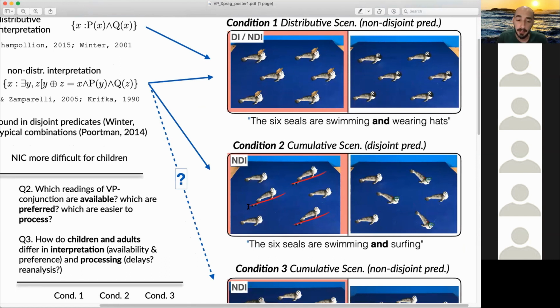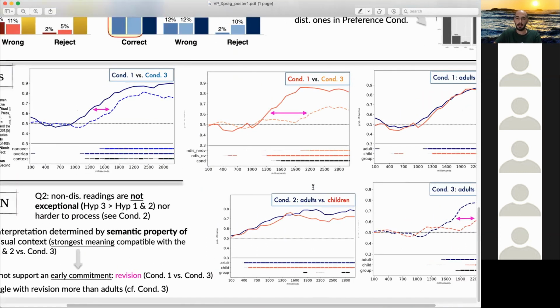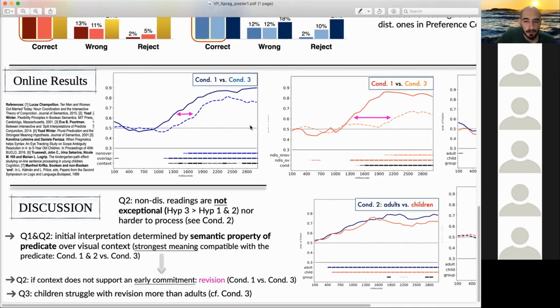And why do we expect the difference? Because if the weaker meaning of conjunction, the non-distributive meaning, requires some sort of revision, some sort of rethinking, then this is expected to be more difficult to identify, more difficult to process, and involve a delay, okay? We cannot compare directly these conditions because these are different sentences, but we can see what's going to happen here. And I'm going to tell you what happens.